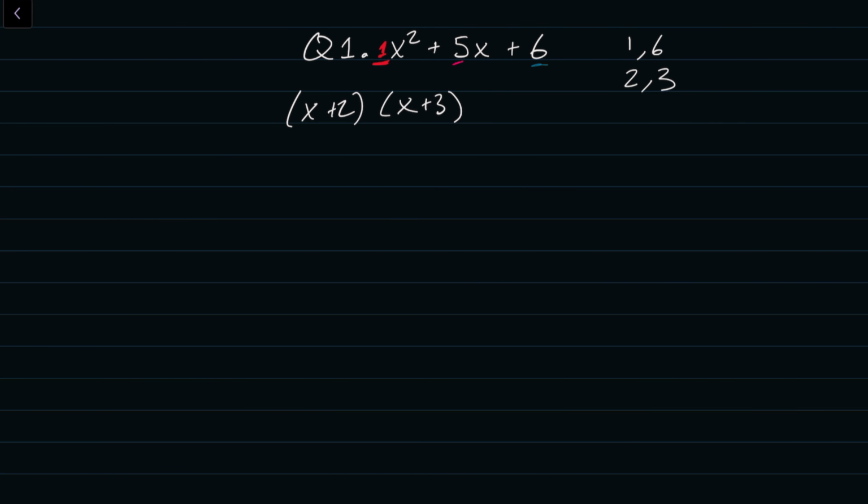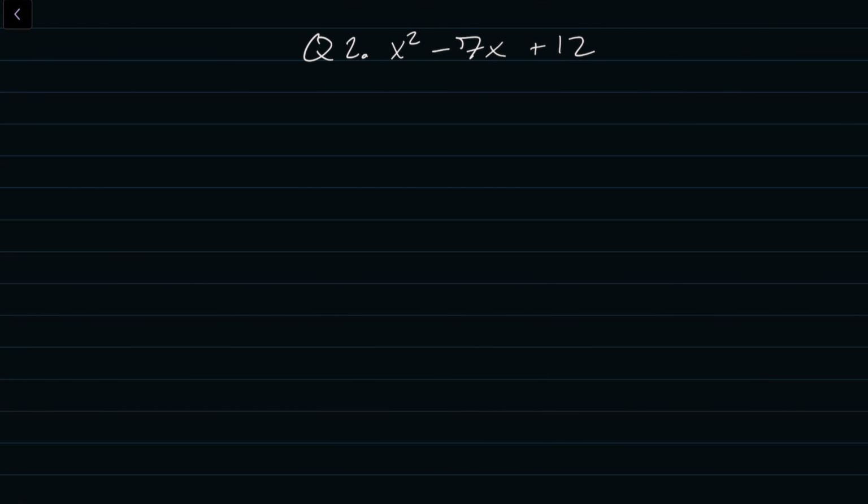And it's pretty easy to check this. So we're going to multiply this in. We're going to multiply this in. And so that'll give us x squared plus 3x. And then we're going to multiply that in. That'll give us plus 2x plus 6. And that'll totally give us x squared plus 5x plus 6. So that is the first one, and it's that easy. And we're going to use that same method for the next two.